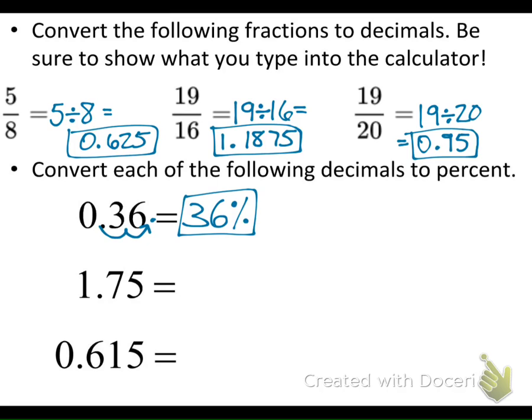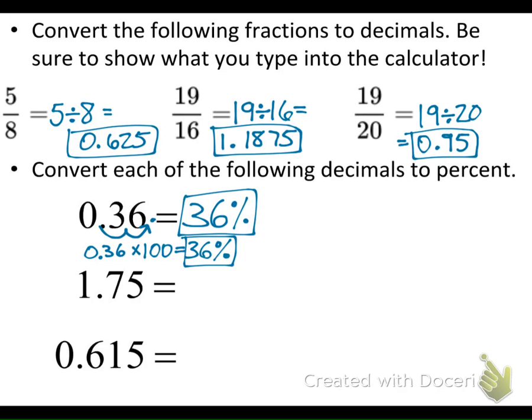Or if you can't remember how many spaces you have to move it over, or which way you move it, again, look in your notes. When you're converting decimals to percents, you multiply by 100. So if you like to do it this way, just type out in your calculator 0.36 times 100. Your calculator will say 36, and again, you have to remember to write that percentage sign. Okay? Same thing.